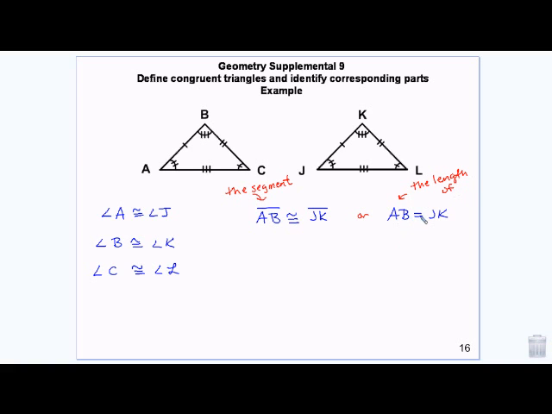So this is the length of AB is equal to the length of JK. So here we have the segments are congruent, or here we have the lengths are equal, and that's really saying the same thing. So I have AB is the same as JK, and then we have BC is congruent to KL. Or again, if you don't have the line segments, and then AC is congruent to JL, or AC is equal to JL.